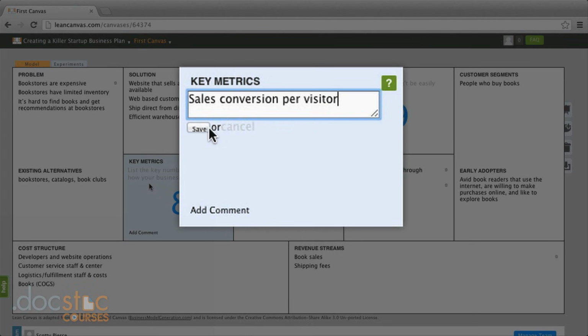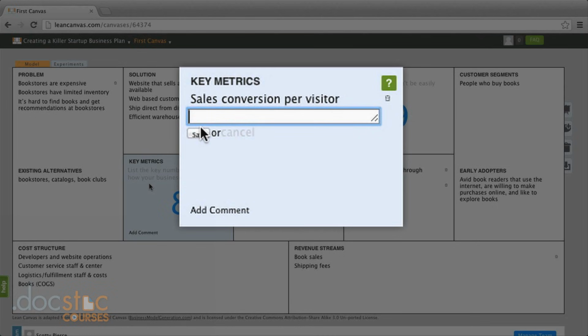And so the first one was sales conversion per visitor. This is a metric I'd look at: for every person that shows up on our website, how many buy something. That conversion is very important to your financial modeling to figure out your assumptions of your traffic and how much revenue you'll make.